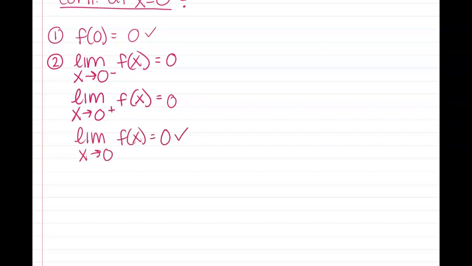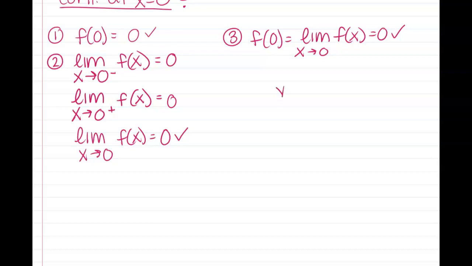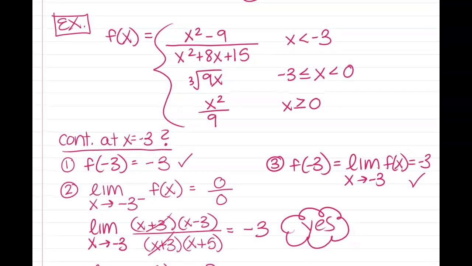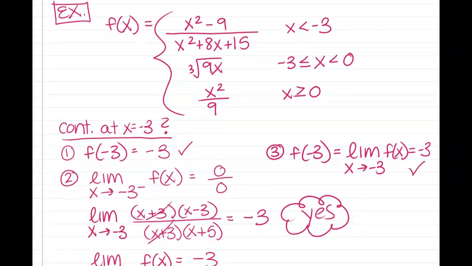So the limit exists. Step 3, f of 0 equals the limit as x approaches 0 of f of x, which equals 0. So it's continuous. Since we checked at both places where the function changes definition, this function is continuous everywhere, or for all real numbers.